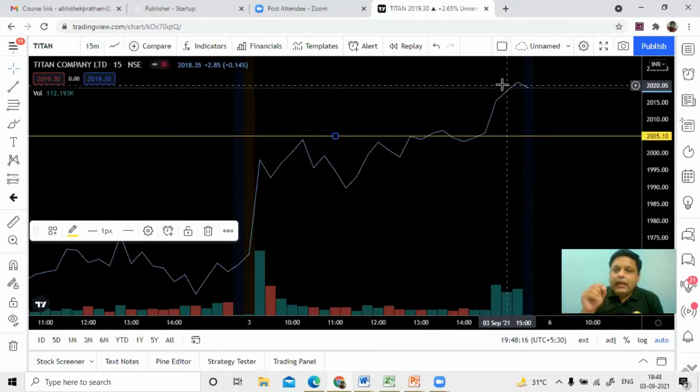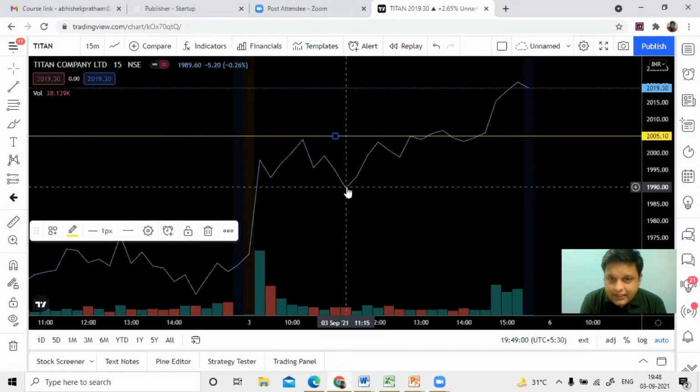Right? Now, the question is, how I reached to this particular stock. There might be a reason why I went to Titan. It may fall after consolidation also, right? But Abhishek, kindly understand.